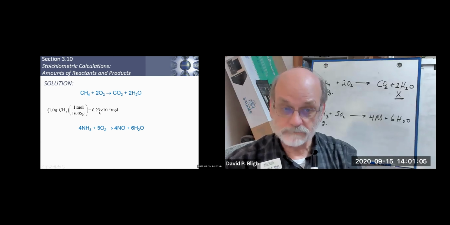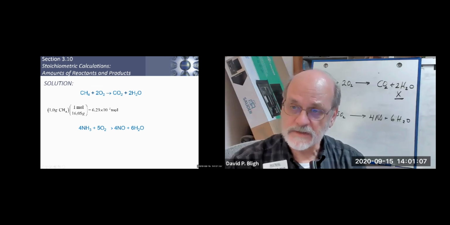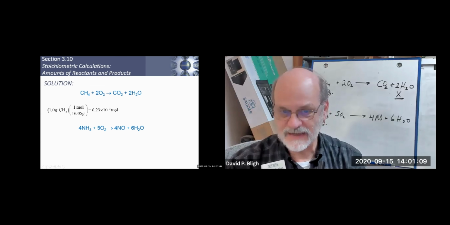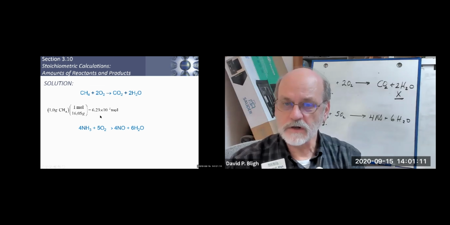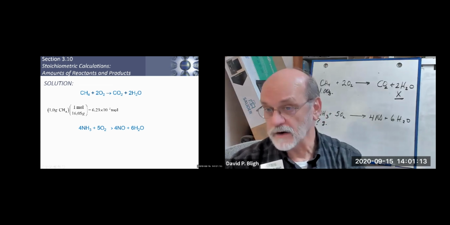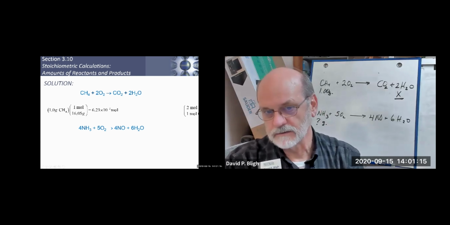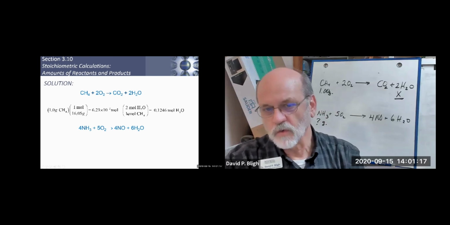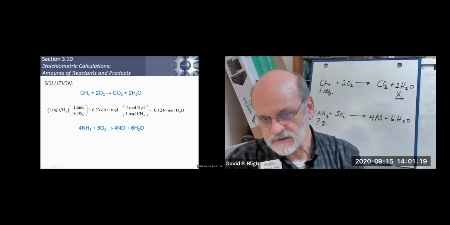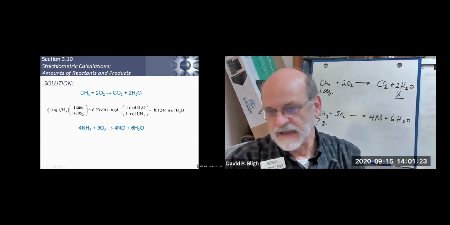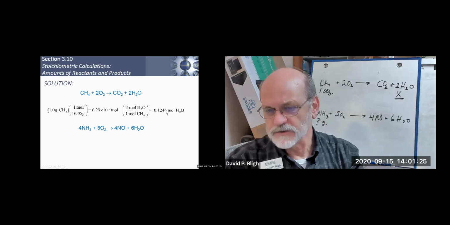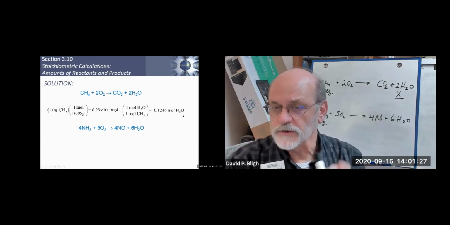So we know that we have 6.23 times 10 to the minus 2 moles of methane. And then we're going to convert that into how many moles of water. So we need a conversion factor, right? So moles of methane, which is this, cancels and leaves us with moles of water. And in standard notation, I've got 0.1246 moles of water.